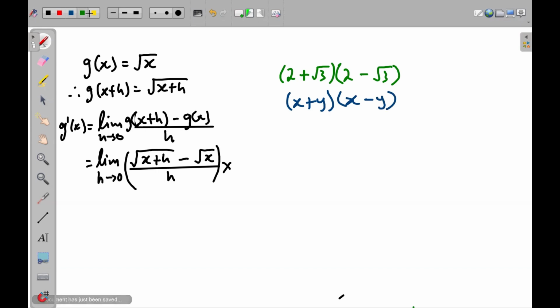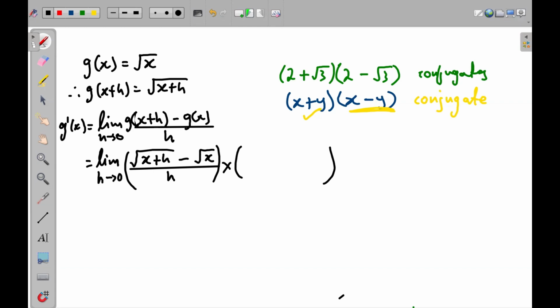Okay, so we say x minus y is a conjugate of x plus y, or we can even say x plus y is a conjugate of x minus y. So these are conjugates of each other. And if you are catching this, I hope you will see then what the conjugate of this numerator is.